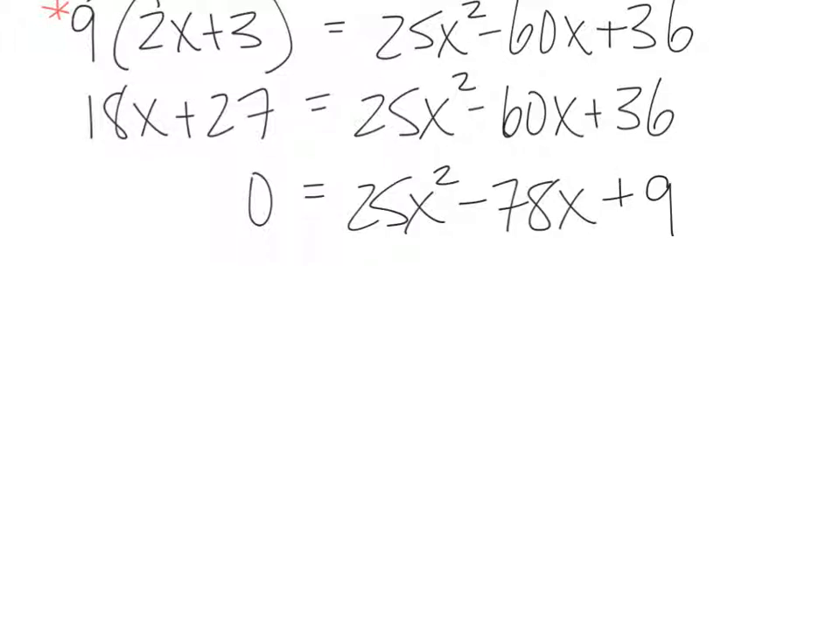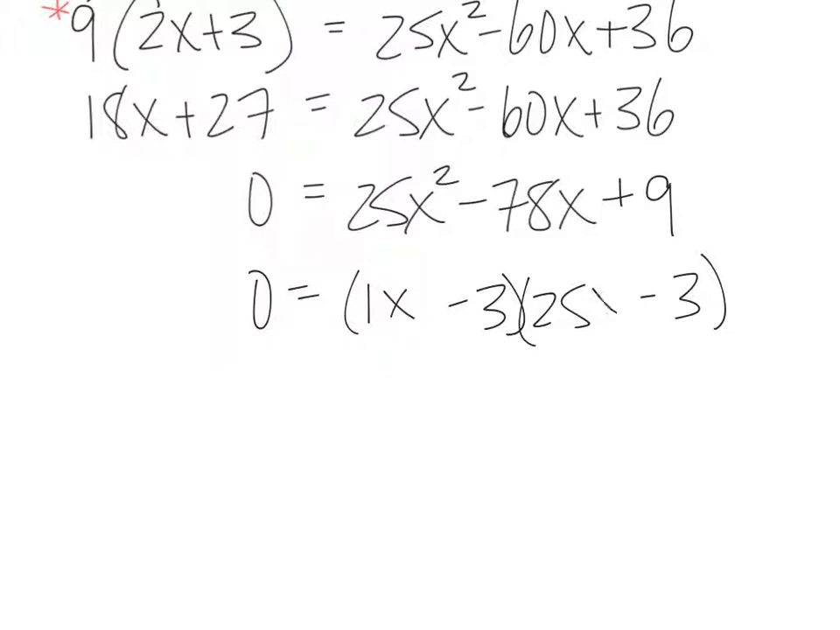So here I could do quadratic formula. I wouldn't want to do completing the square. Nobody likes to do that. But I think this one factors actually. They're both negative 3's, if I remember correctly, 25 and 1. Yeah, that gives me my 75 minus 3. Okay. So my two answers for x are positive 3 and positive 3 over 25.